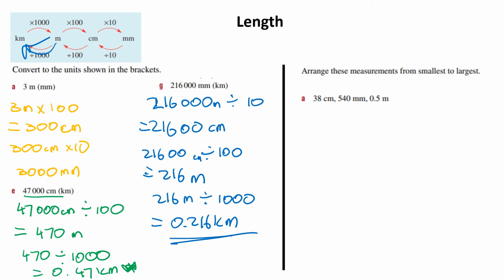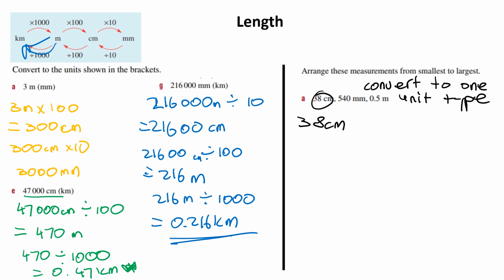Now, arrange these measurements from smallest to largest. So let's just break it up. What I'm going to do is I'm going to go, well, 38 centimeters. I'm going to keep that. So what you need to do with a question like this is convert to 1 unit type. And because I've selected centimeters, centimeters is going to probably be the easiest. Okay, so I don't need to do much with 38.